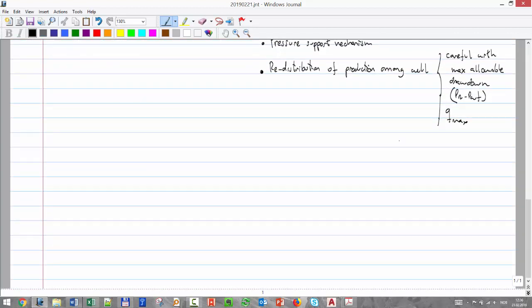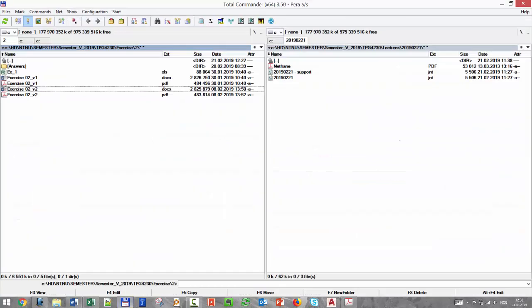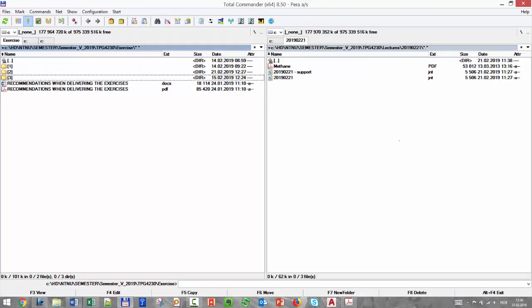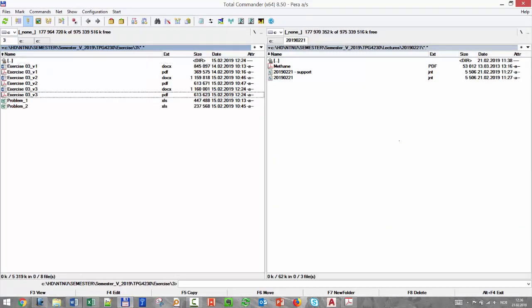Okay. Now let's go to some clarifications for problem 2 of exercise set 3. Okay. And the field we are going to look at here is, let me go to the exercise, Peregrino.